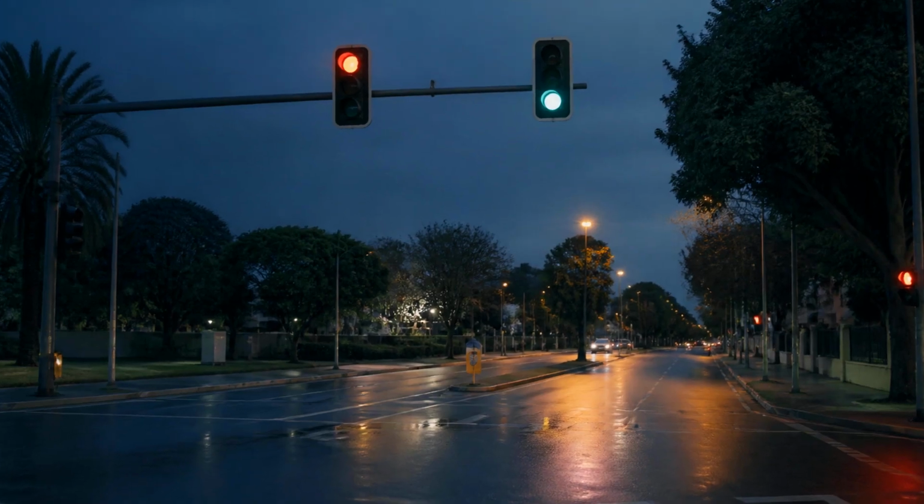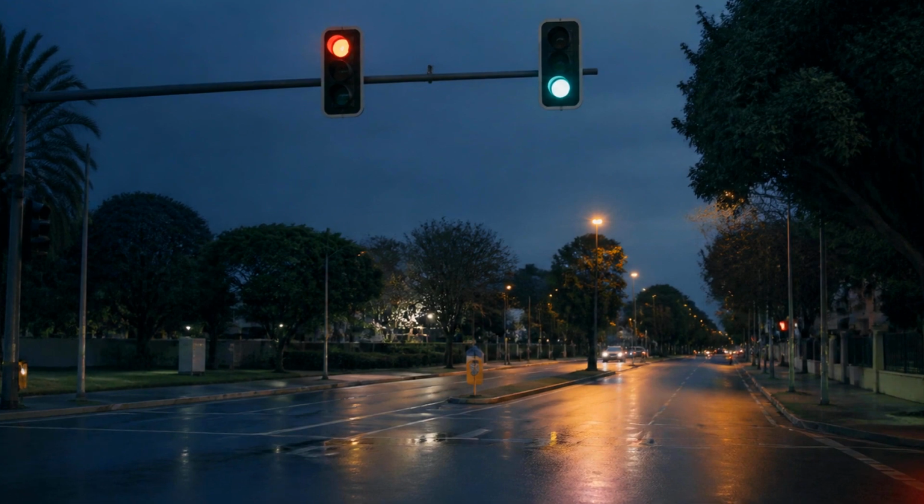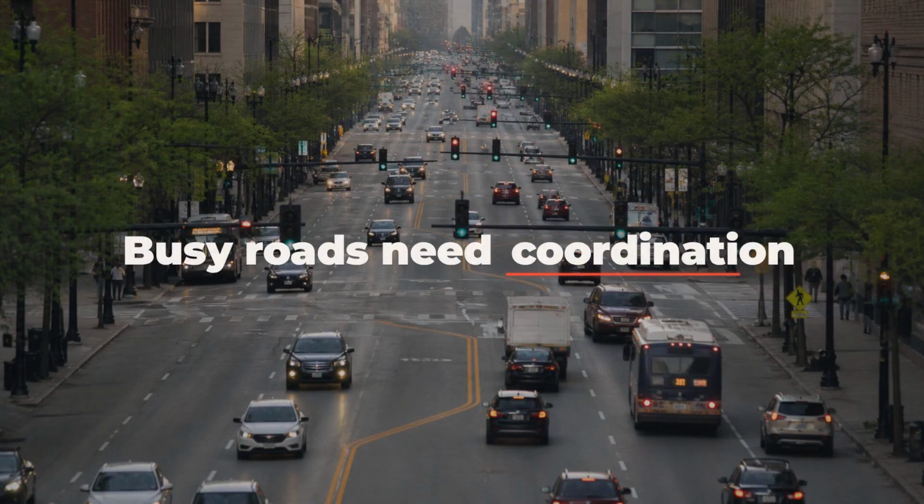So far, we have treated one intersection as an island. Busy roads rarely work that way. Several signals can be coordinated so groups of vehicles move along a corridor with fewer stops. Engineers describe this pattern using cycle length, split, and offset.